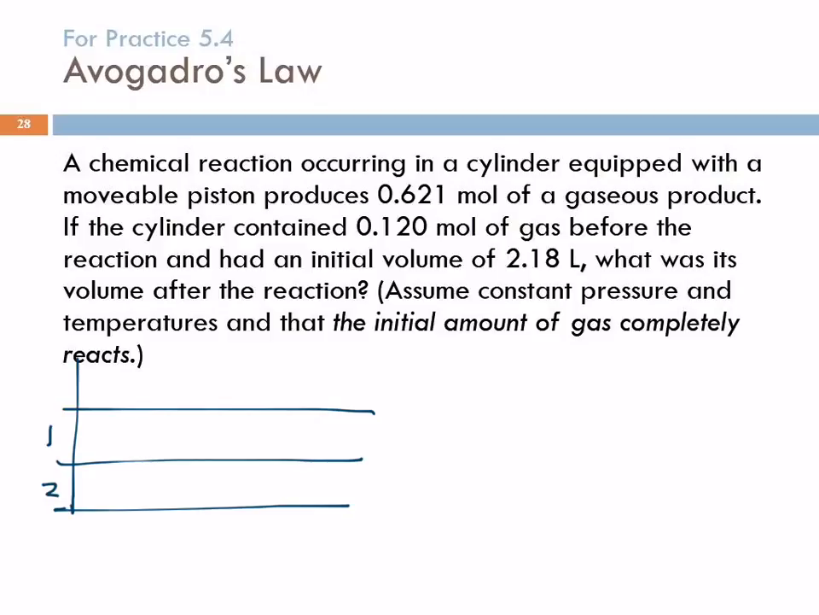1 and 2. The first number we come to is the chemical reaction produces 0.621 moles of gaseous product. So what letter should I title this column? N. Lowercase n stands for moles of gas.